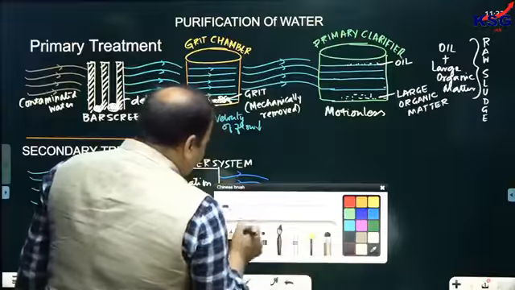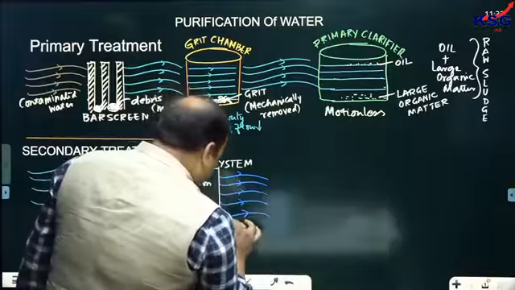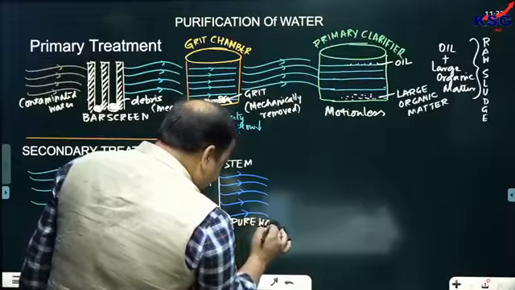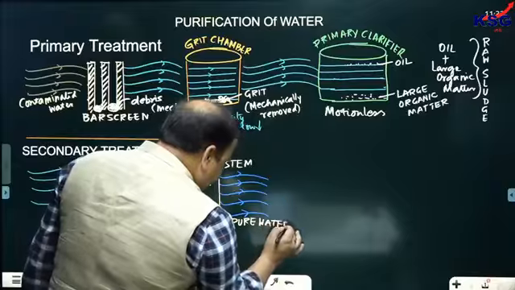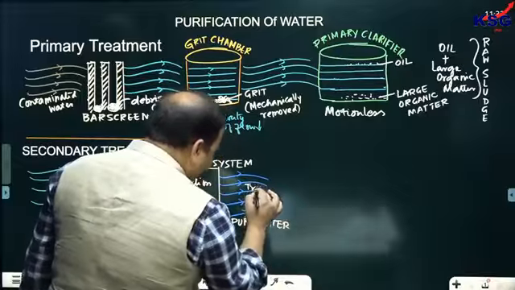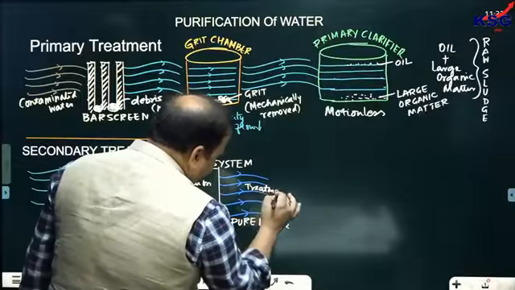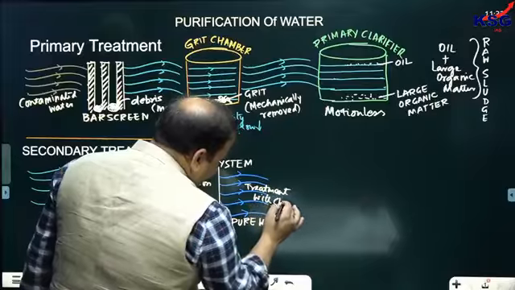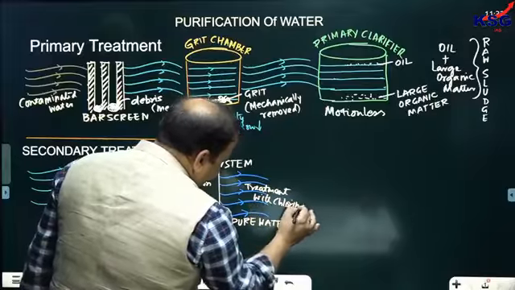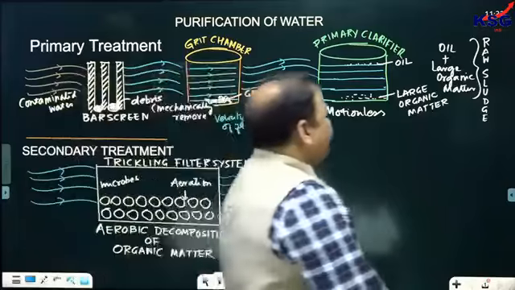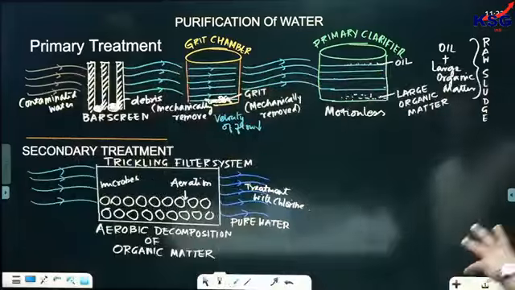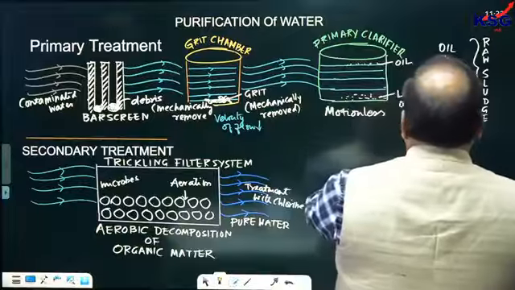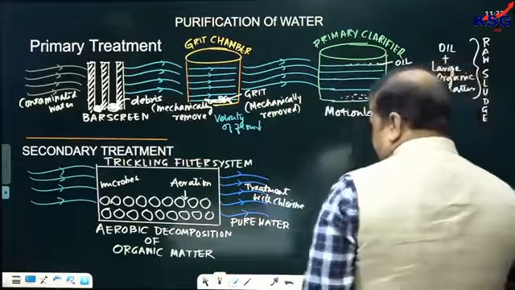And the only thing which is done here is that we are treating it with chlorine. So now treatment with chlorine takes place, and now you get pure water. Clear? But what has been left in this process? In this process, we can see the raw sludge has been left.